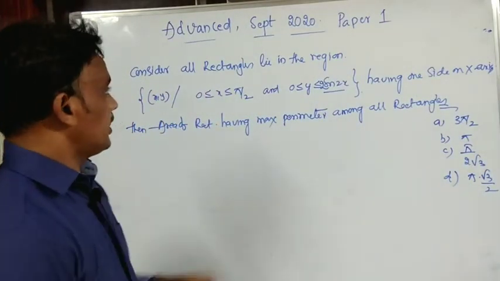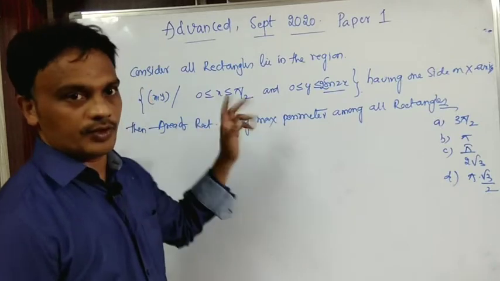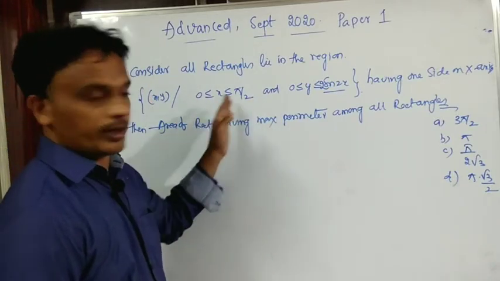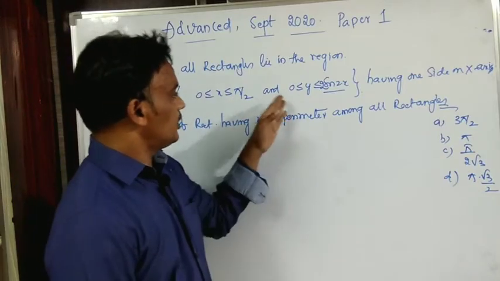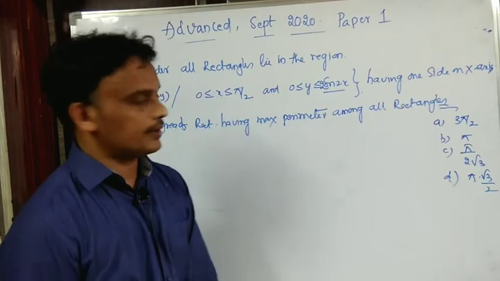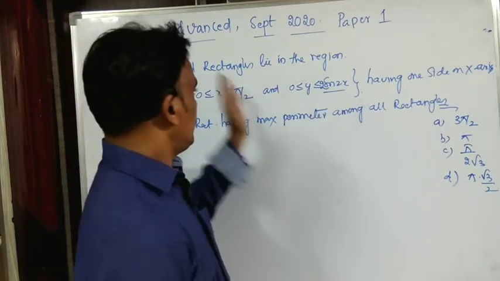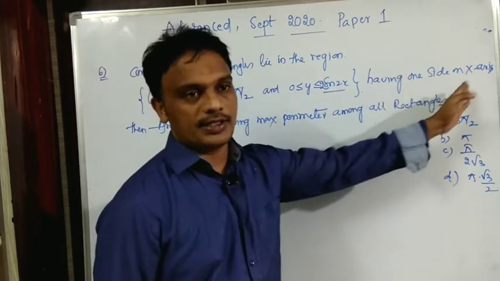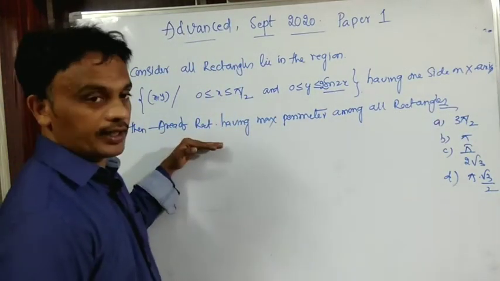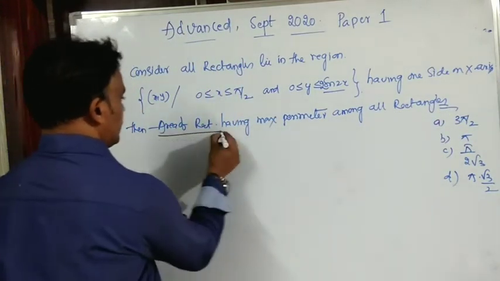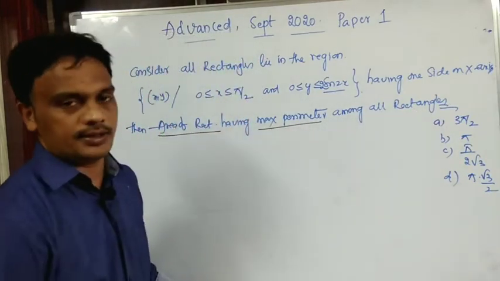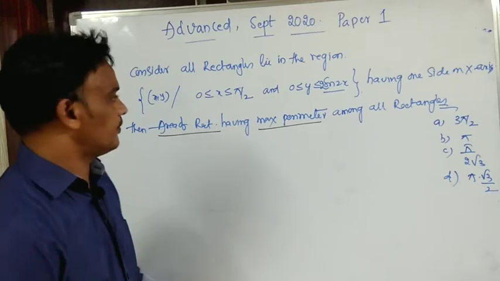Consider all the rectangles that lie in this region. So what is the region? X lies between 0 to pi by 2, including 0 and pi by 2. And what is the y value? 0 is less than or equal to y, which is less than or equal to 2 sin 2x. And for all these rectangles, one of the sides lies on the x-axis. And what is asked? Finally, we are going to find the area of the rectangle having the maximum perimeter of all those rectangles. That we should find.